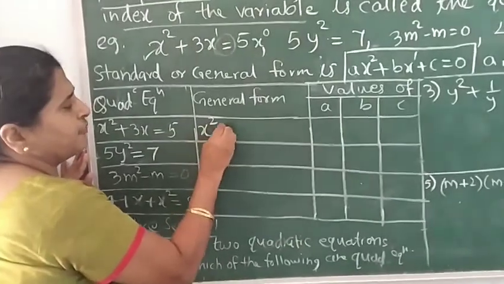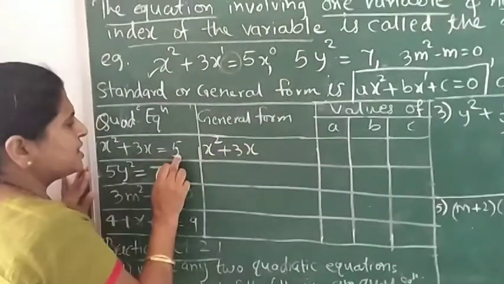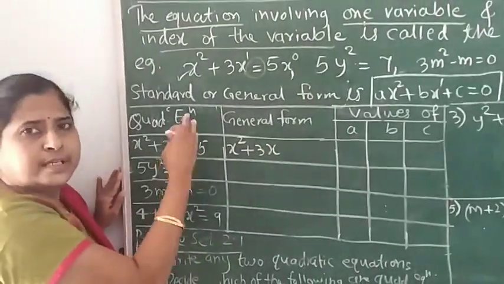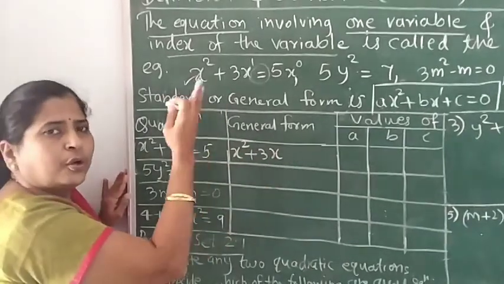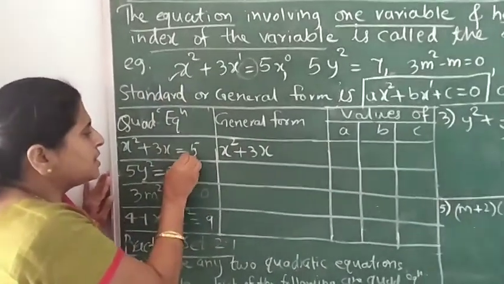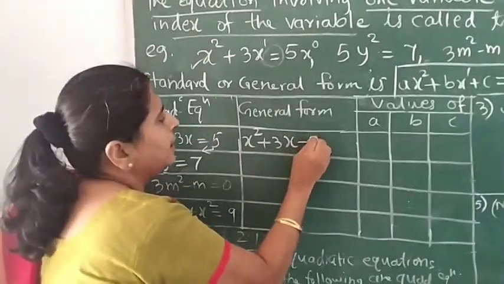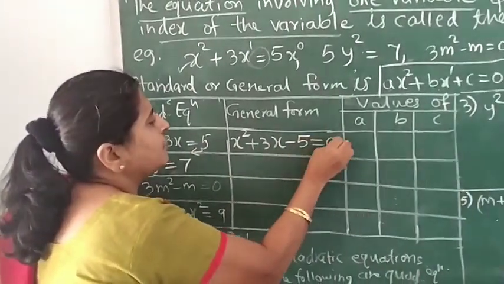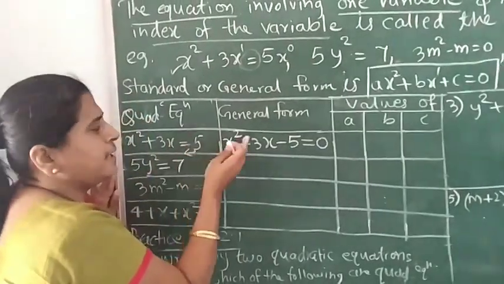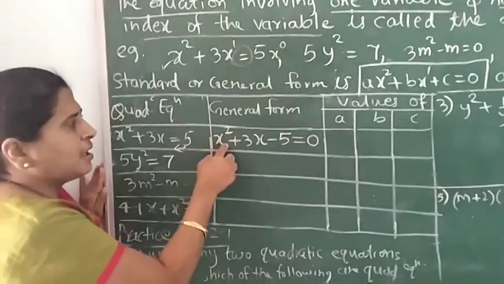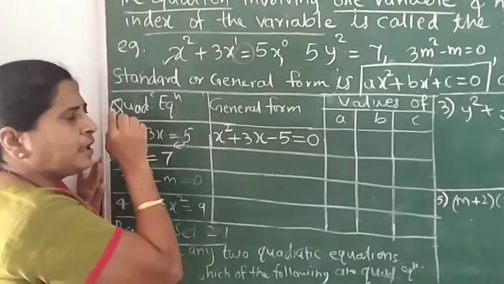Second term, x term, we want plus 3x. Now this 5 term, the constant term, is on the right side of the equation, so we have to take it to the left side. As it goes across, it will change its sign: plus 5 will become minus 5, and we write minus 5 is equal to 0, since nothing is remaining on the right. So this is the general form of the given quadratic equation.